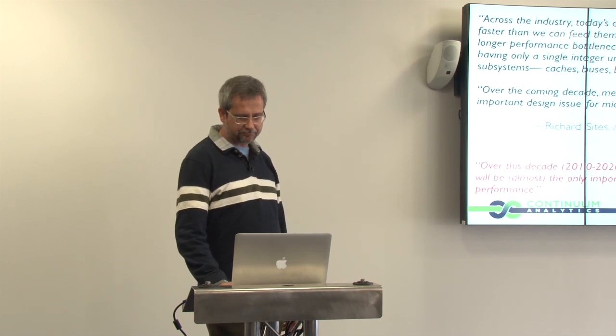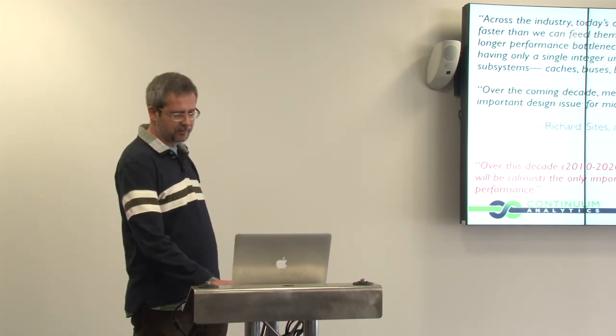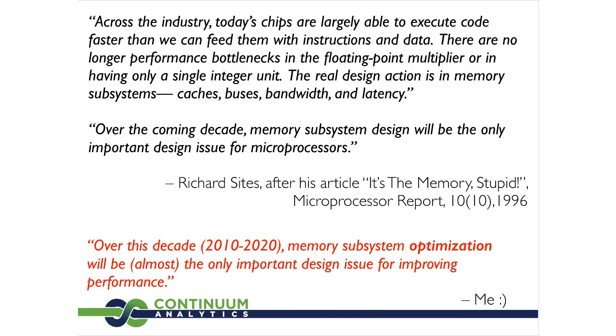So I will finish by citing Richard Sites again in this article, where finally he said that over the coming decade, memory subsystem design will be the only important design issue for microprocessors. That was said 20 years ago, okay? So the coming decade was the previous decade. And I am saying that in this decade, memory subsystem optimization will almost be the only important design issue for improving performance. But this is my opinion.